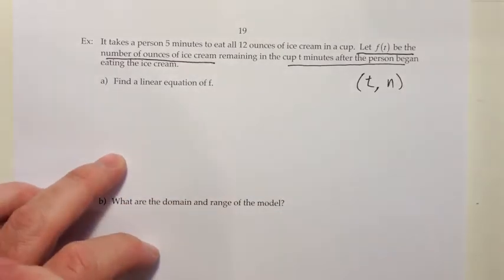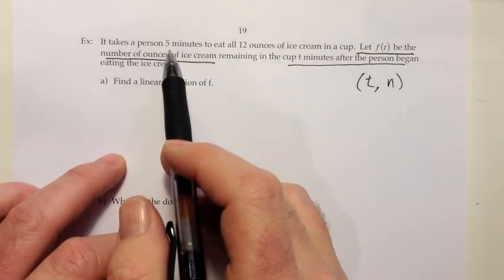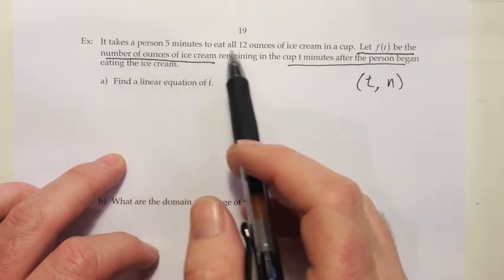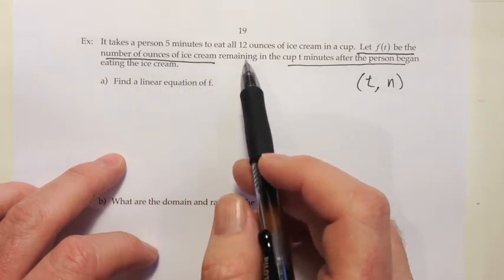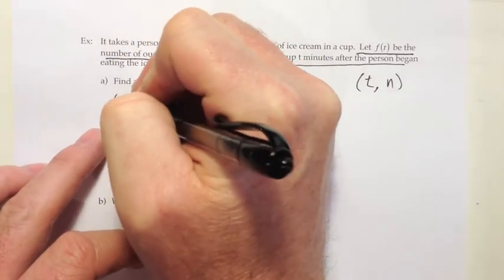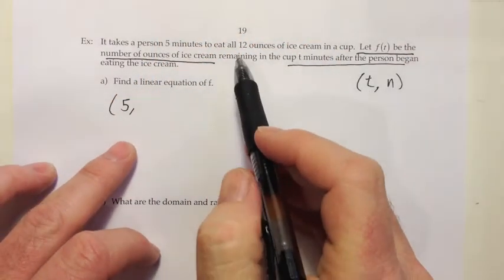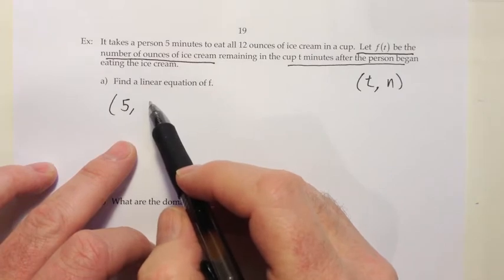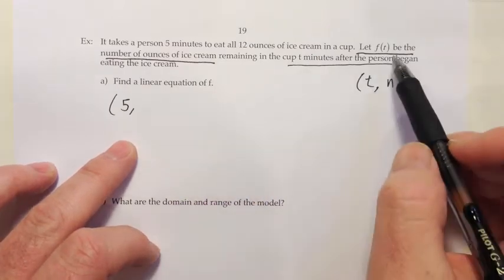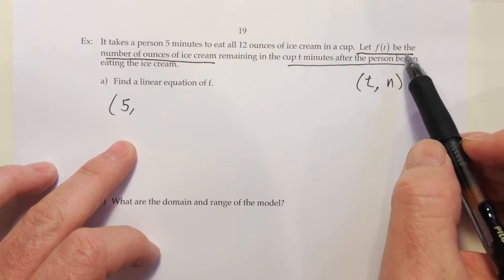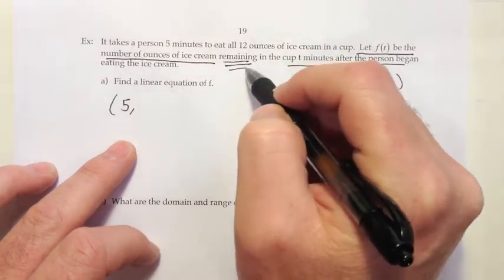So let's look at the data they gave us. They said it takes a person 5 minutes to eat all 12 ounces of ice cream. This is a little tricky. The 5 would be the number of minutes that have gone by since they started, and it's very tempting to put a 12 there to say they've eaten 12 ounces. But f of t is not the amount that they've eaten, it's the amount that is remaining.